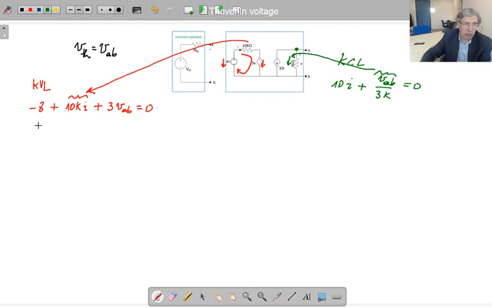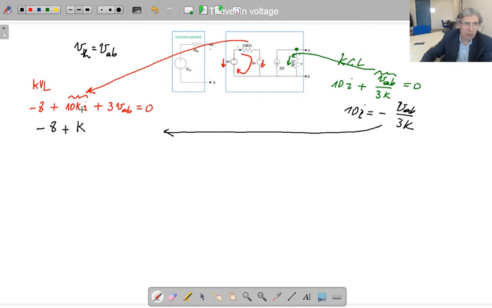So there is a 10I here, so I can write it here: minus 8 plus K times 10I, and 10I is equal to minus VAB over 3K. So I'm going to transfer it to here: K times minus VAB over 3K, plus 3VAB, equal to 0. So this K is gone, and I put that 8 on the right hand side. What I end up with is minus 1 over 3 plus 3, times VAB, is equal to 8.